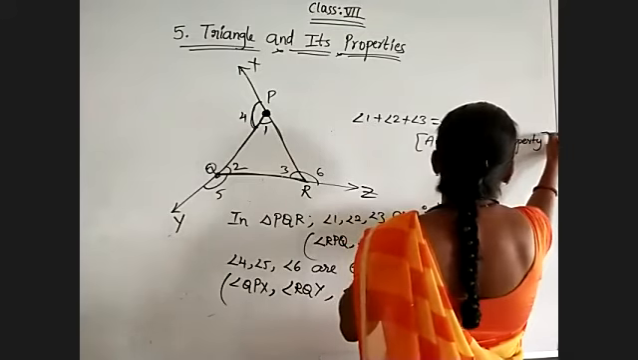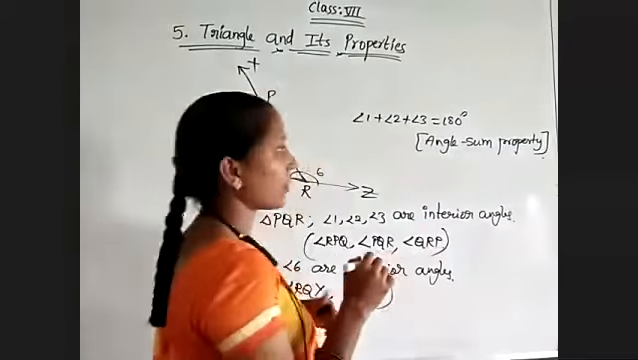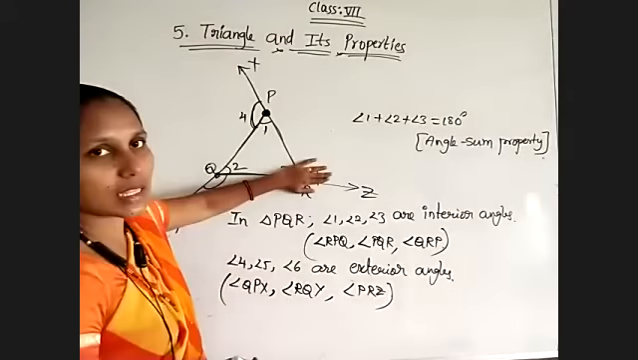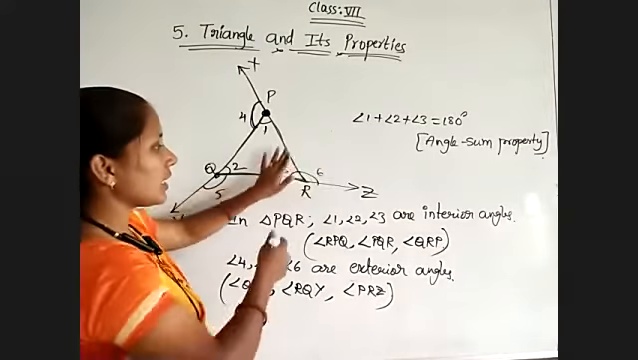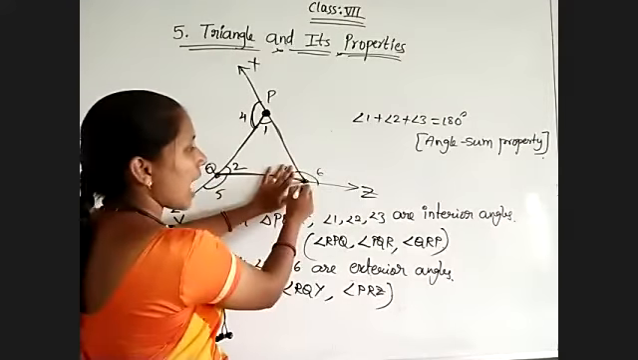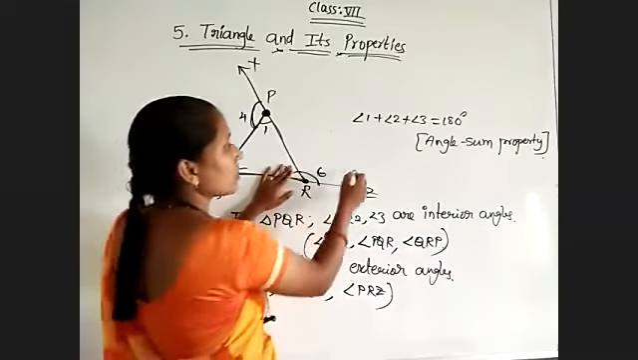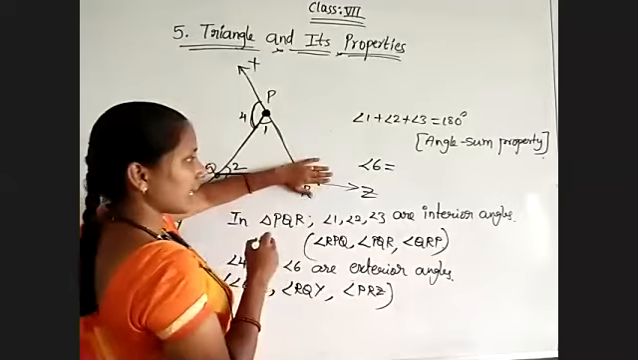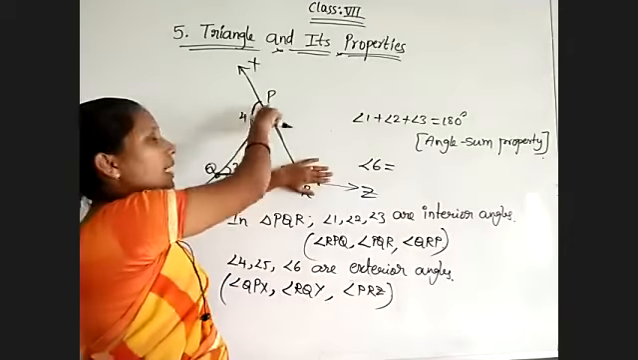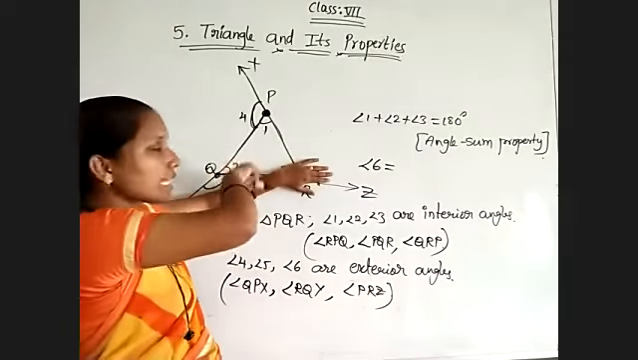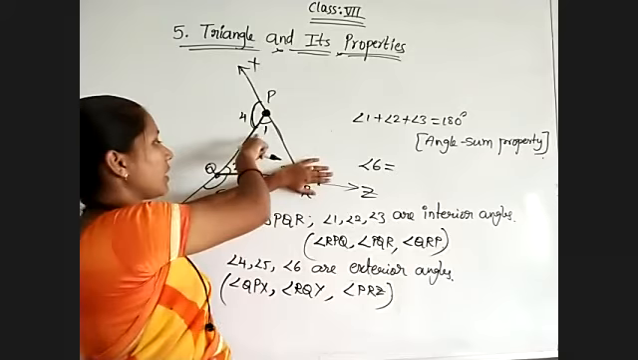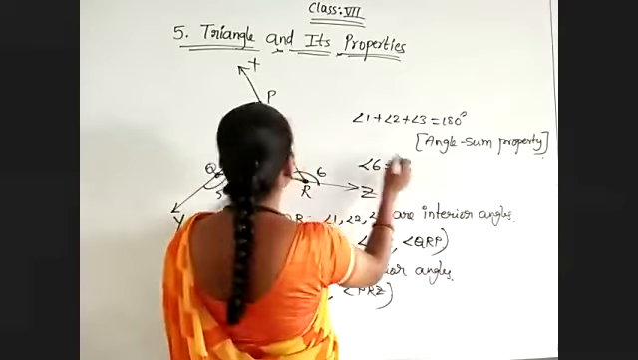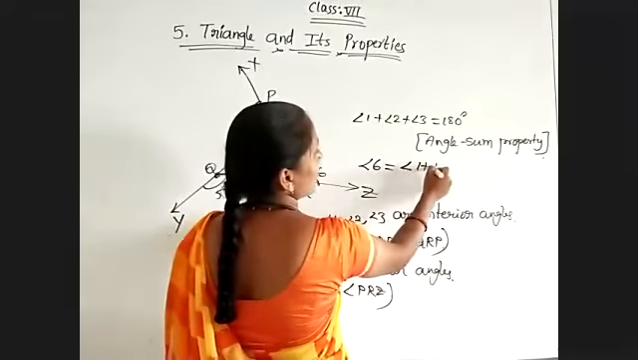Now we have one more property called the exterior angle property. That property states that, suppose I am considering angle 3. So here at R, angle 6 is the exterior angle. According to the exterior angle property, angle 6 is exterior at R, and the remaining two are the P and Q angles, which are interior angles. You have to observe angle 1 and angle 2. So this exterior angle must be equal to the sum of the two interior opposite angles, angle 1 plus angle 2.